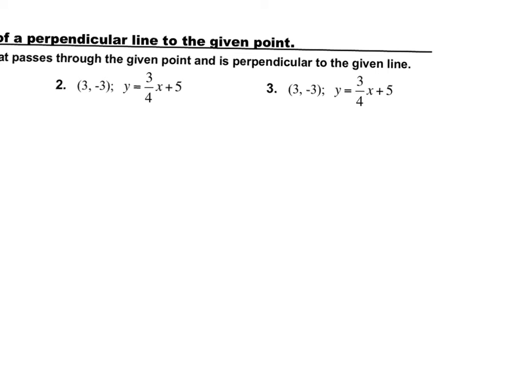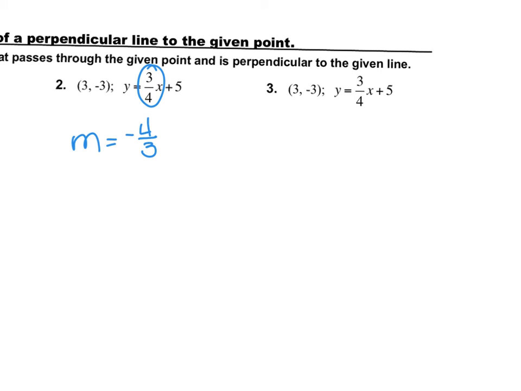All right, so let's do this again. We need a line that's perpendicular to the line y is equal to 3/4 x plus 5, and it's going through the point 3, -3. So first of all, let's identify our slope here, and it's 3/4. So a perpendicular slope is going to be the opposite: positive becomes negative. The flip of 3 over 4 is 4 over 3.